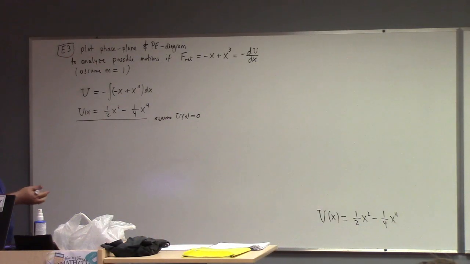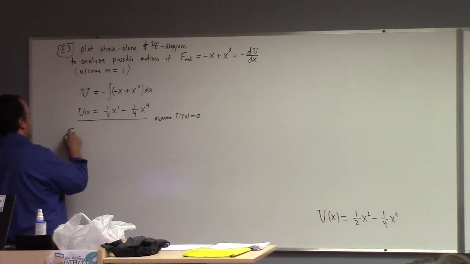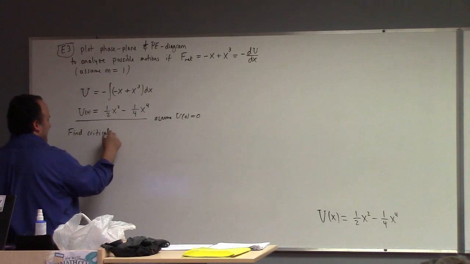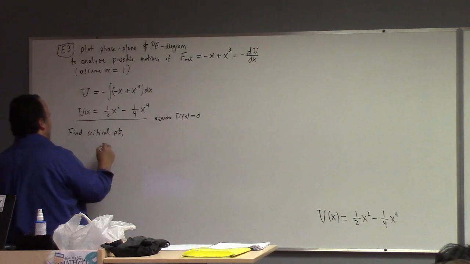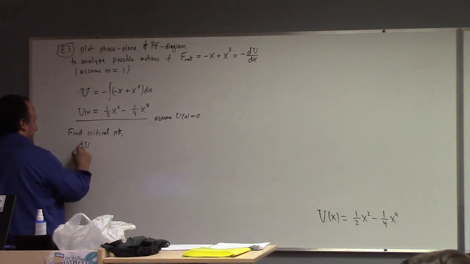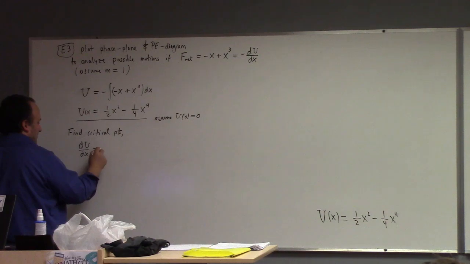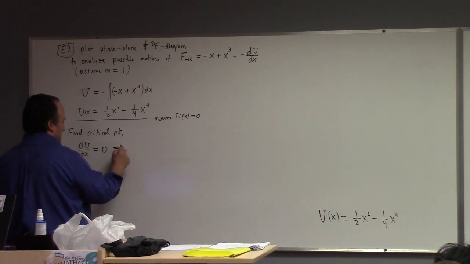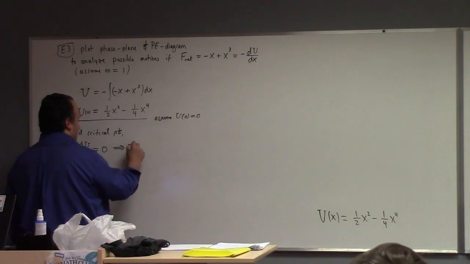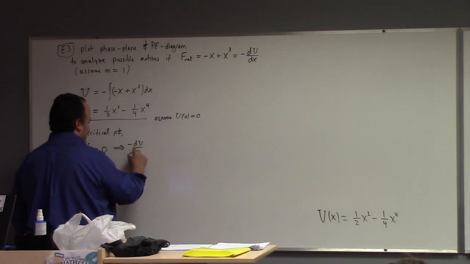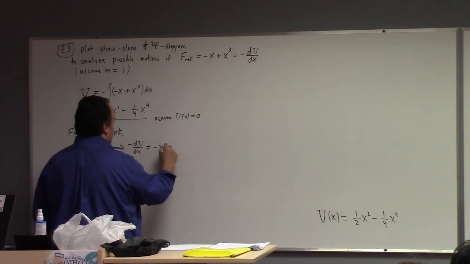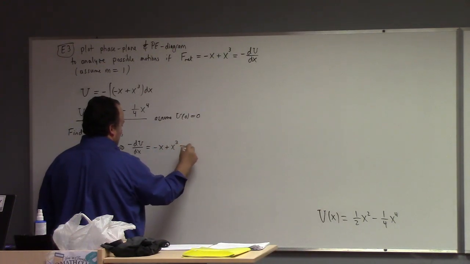Next order of business is to find the critical points, which is kind of silly, because then we're going to look for where du dx is equal to 0. But that's the same as where minus du dx is 0, right? Which was minus x plus x cubed equal to 0, right?